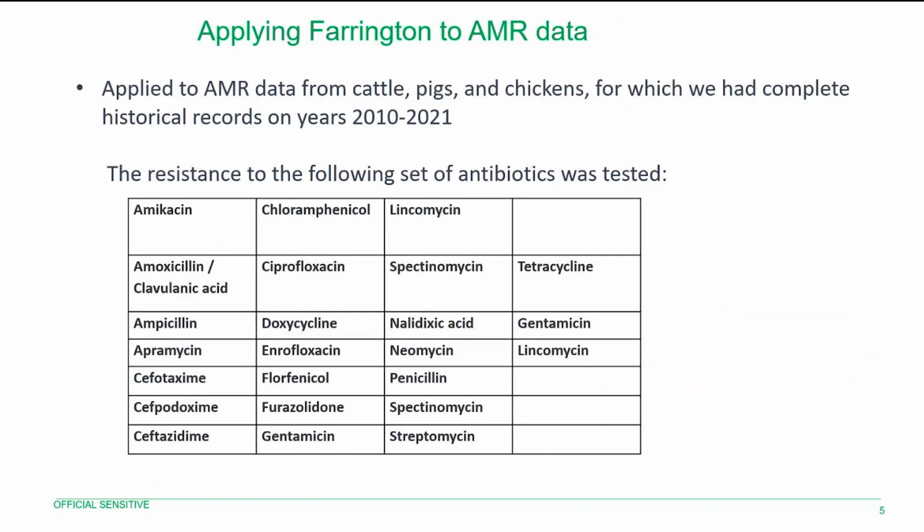Right. So this is essentially, in a nutshell, how the Farrington algorithm works. And the goal was to apply this algorithm to antimicrobial resistance data, and we had data from cattle, pigs, and chickens for the years 2010 and 2021. And we looked at the resistance developed to the following set of antibiotics. In the table, these are 24 antibiotics which we investigated.